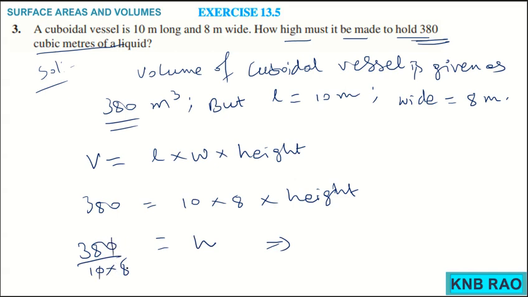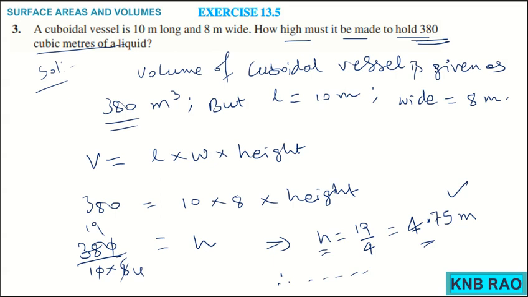So 0 0 cancels, 2 4s are 8, 2 19s are 38, so height is equal to 19 upon 4. 4 4s are 16, that 3 will be left over, so 30, 4 7s are 28, and 2 will be left over, so 5, so it's 4.75 meter will be the height. Now you write the conclusion. So that is the end of this solution.